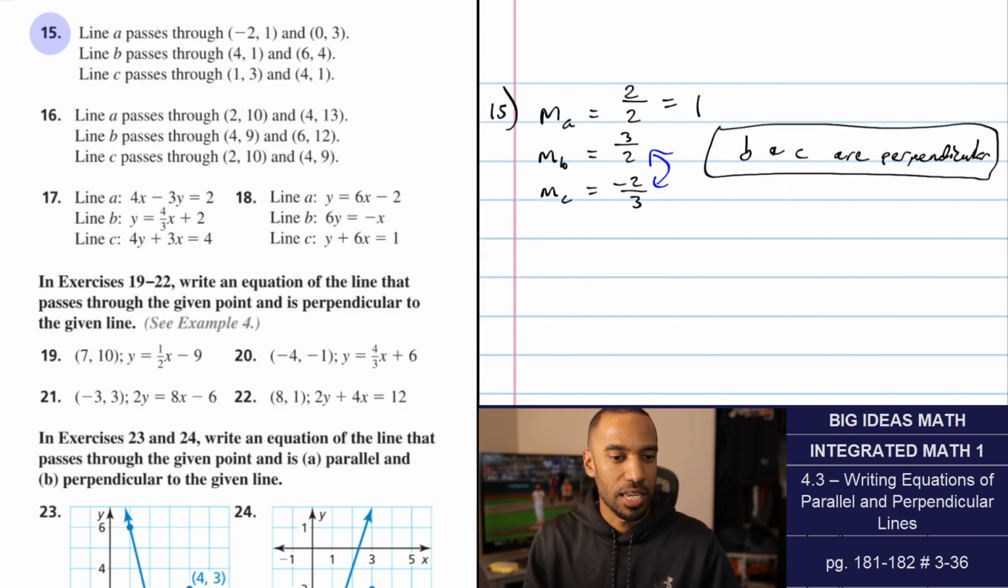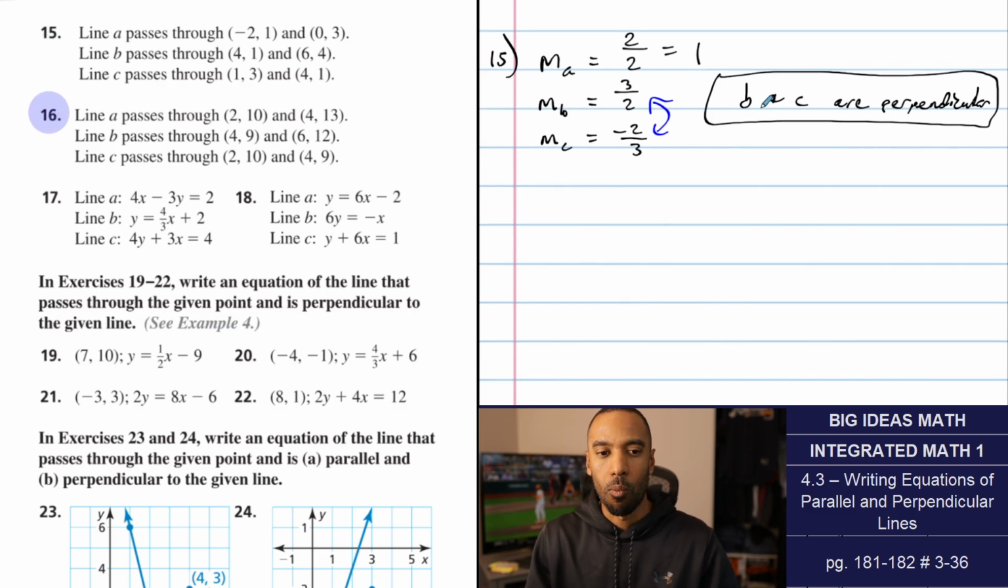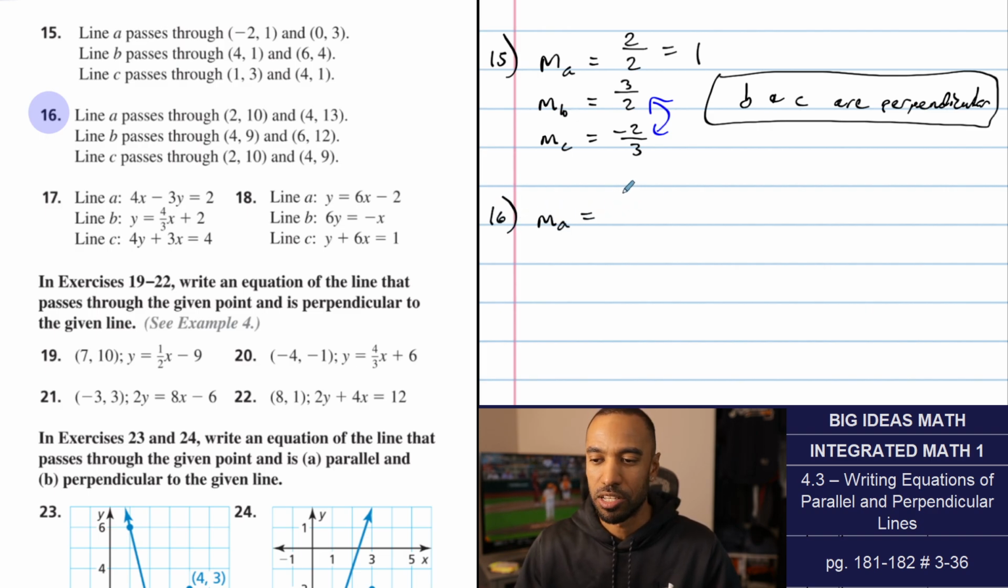Number 16, and again, they're giving me numbers that are very helpful for me to not have to write the extra steps. Why write 13 minus 10 when I know that 13 minus 10 is 3? You know what I mean? And 4 minus 2 is 2. 13 minus 10 is 3. 4 minus 2 is 2. Give me the good numbers.